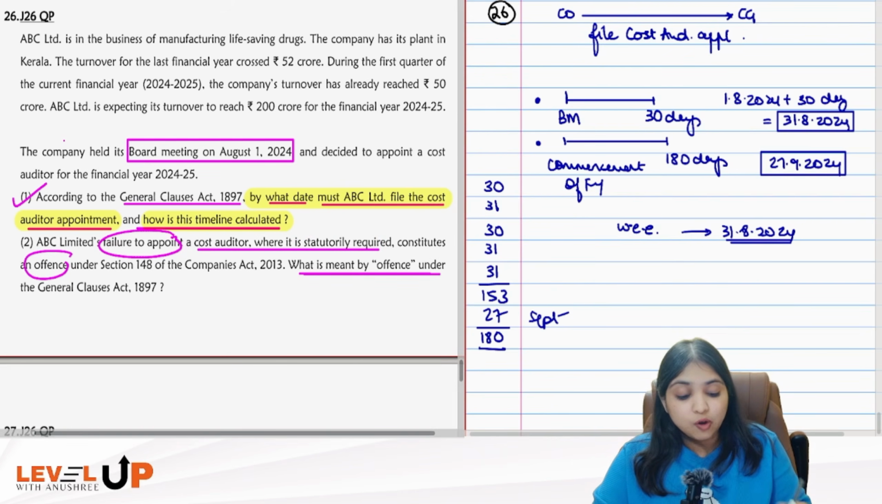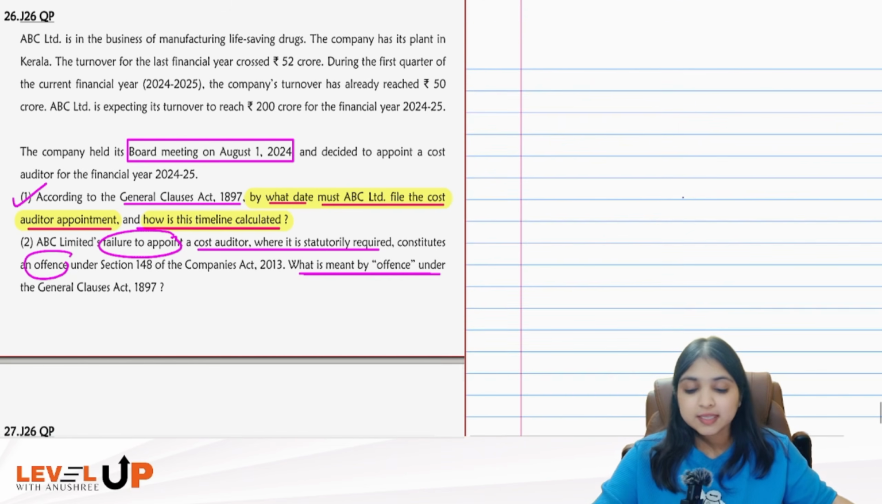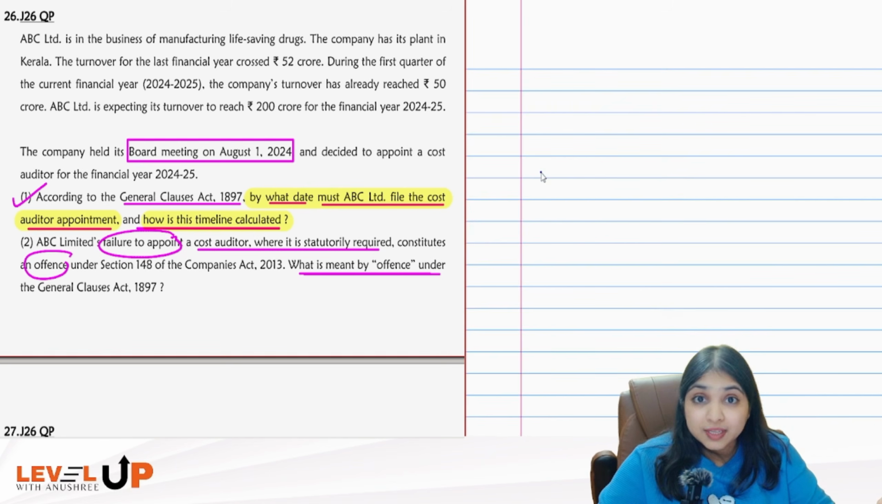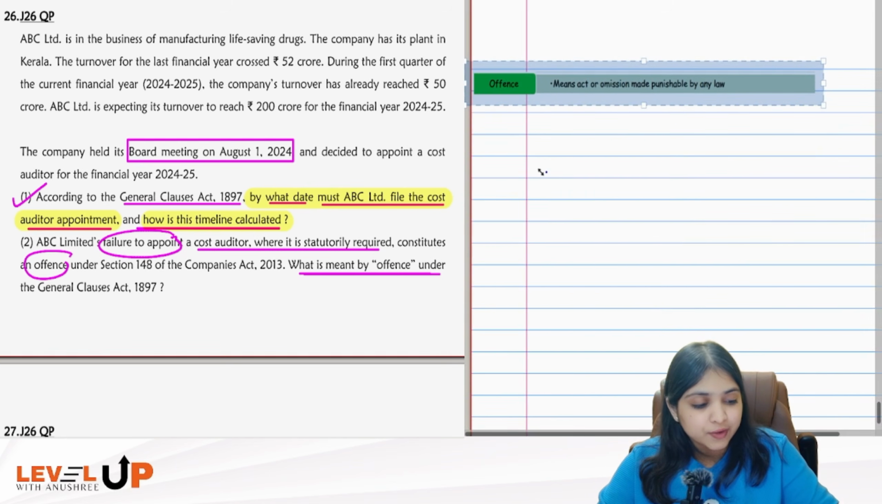What is meant by offence under GC Act? They are asking us the definition of offence. See, I'll show you very simple definition we have. We have the definition of affidavit. We have the definition of good faith. We have the definition of document in GC Act. Similarly, we have the definition of offence also.